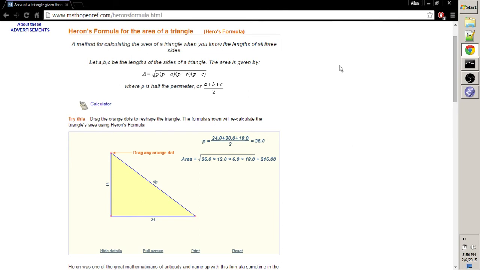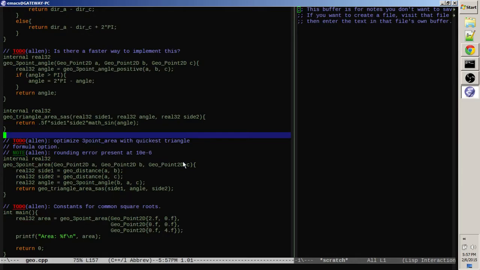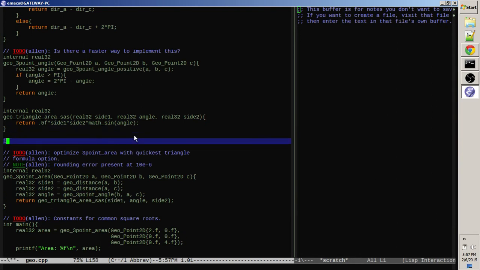So, we're going to implement it. If we're in a situation where we know three side lengths for some reason, but we've discarded information about the points, then we'll need something that can find this area anyway, possibly. So that's what we're going to start with. That is going to go right here.